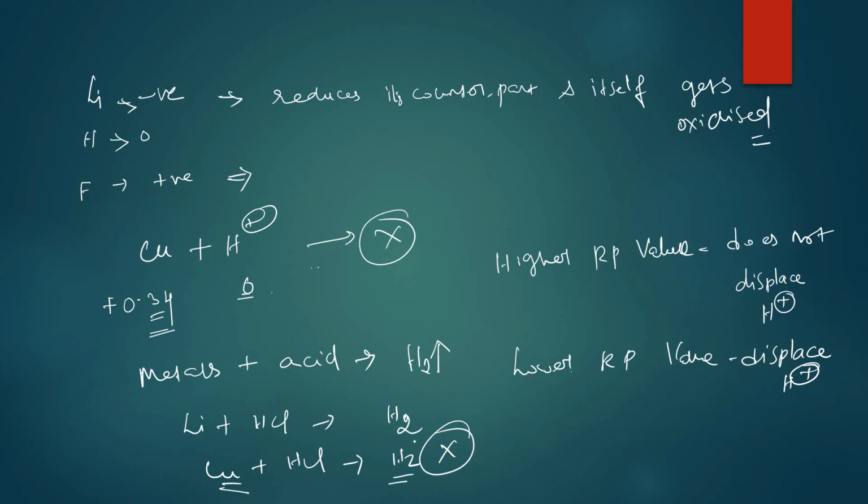Because it is having the higher electrode potential than the hydrogen, higher reduction potential. So copper has higher reduction potential than the hydrogen. So copper does not reduce hydrogen, right? Is it clear? Take a screenshot.